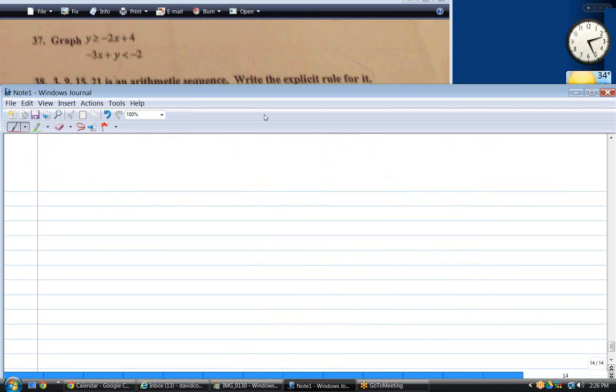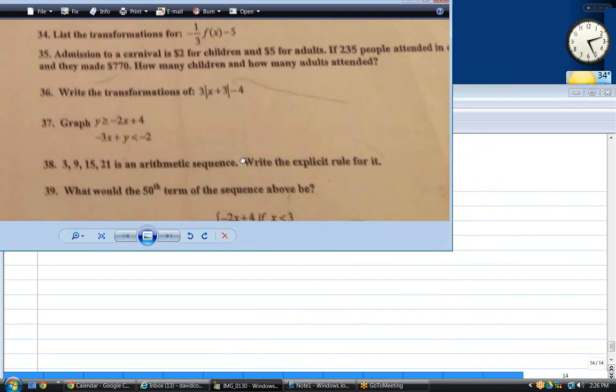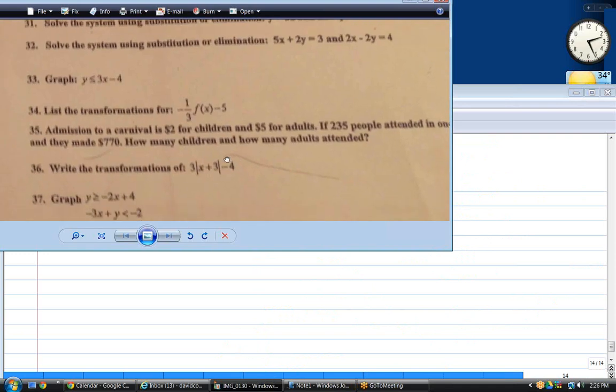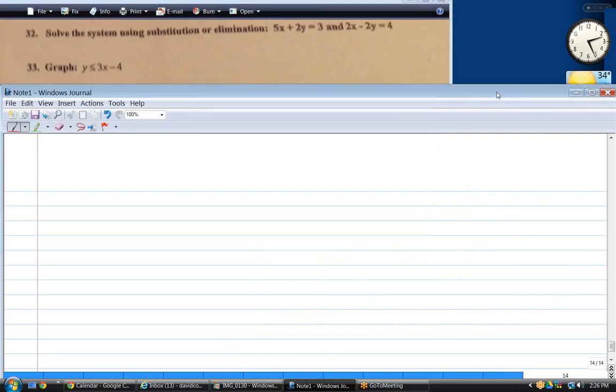Which one did you want to do last? Can we go over 32 for our last one? Are you sure there's not one in here that you don't know? Because this one here is easy. You just follow the formula.